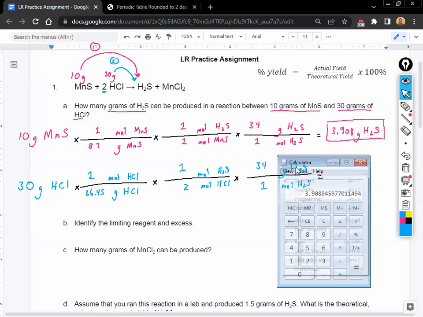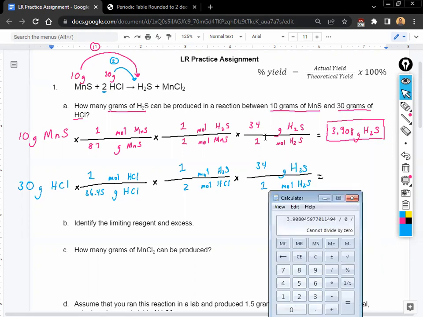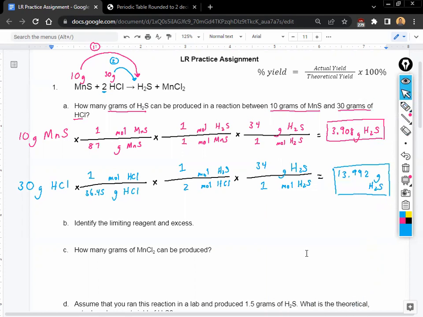Okay, let's plug it into the calculator. So we're gonna do 30 divided by 36.45 divided by 2 times 34, and your final answer will be 13.992 grams of H2S. If you put something close to that, if you put 14, I'm cool with that too. All right, any questions about the stoichiometry? You guys good on the stoichiometry?